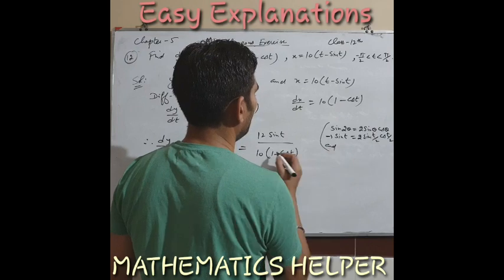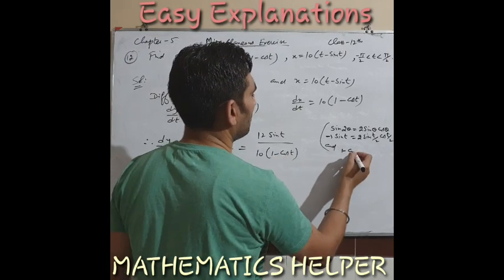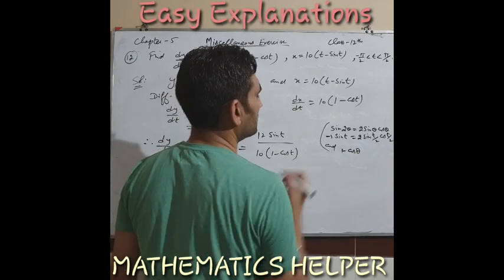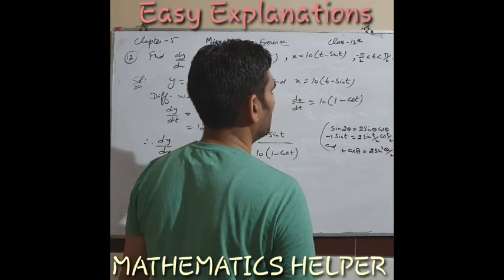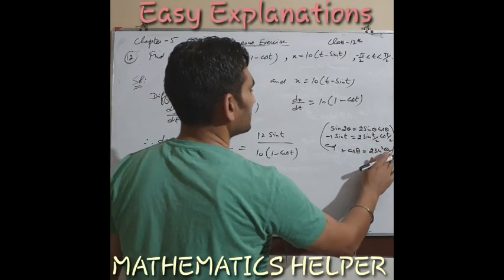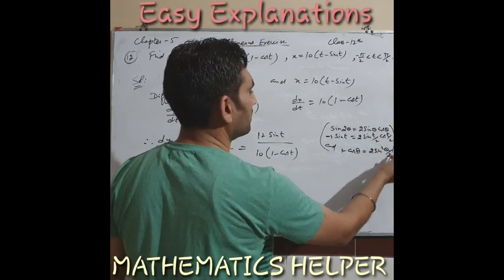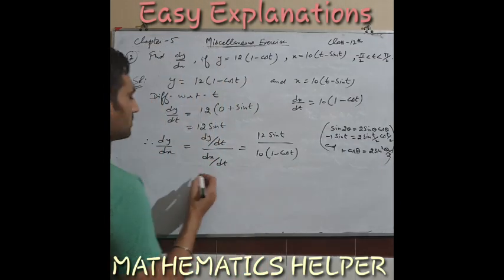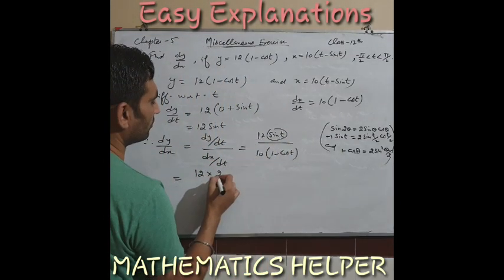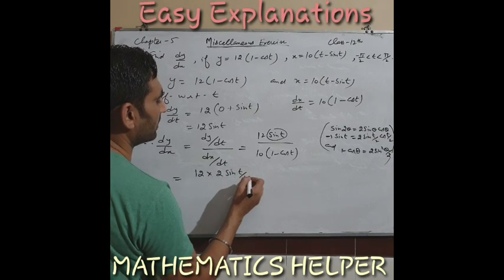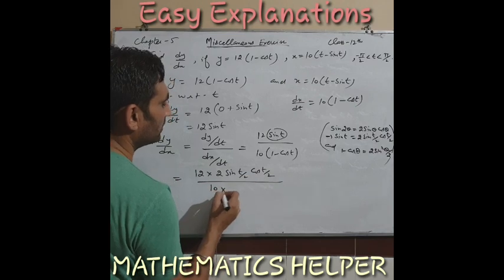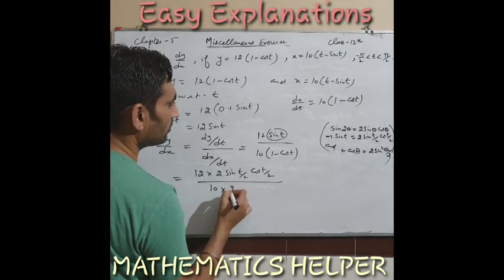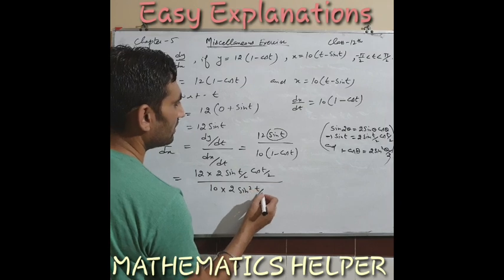Similarly, one more formula: 1 minus cos t, or 1 minus cos theta, is actually 2 sin square theta over 2. Since we have t here, it will be 2 sin square t over 2. So we have to use calculations here. 12 into, I am changing it into 2 sin t over 2 cos t over 2. Similarly for the denominator, 10 into, what about this? It is 2 sin square t over 2.